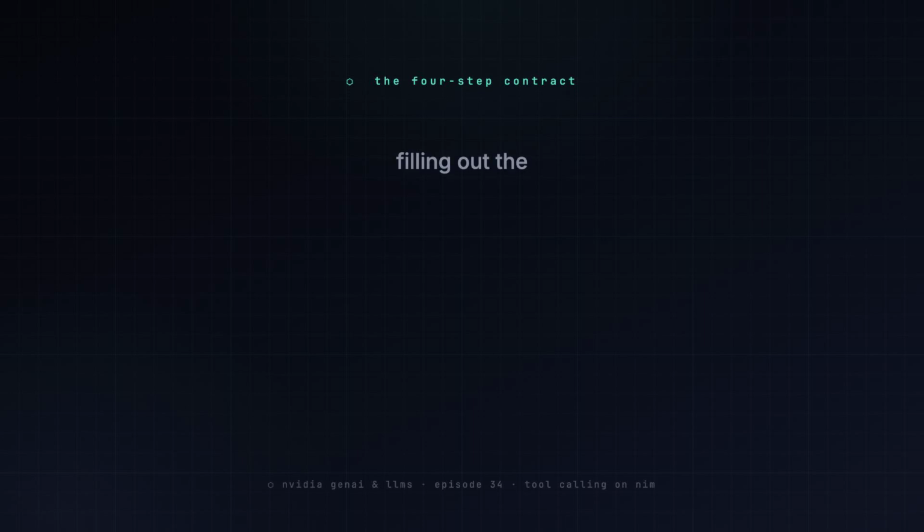Last episode we built the agent loop and saw the model hand off an order ticket to run a tool. Now we open that ticket. What exactly does the model send? What do you send back? This is the contract, 4 steps, 1 JSON shape. And once you've got it, you can give any NIM model real hands.